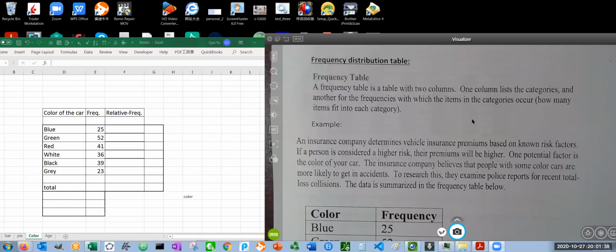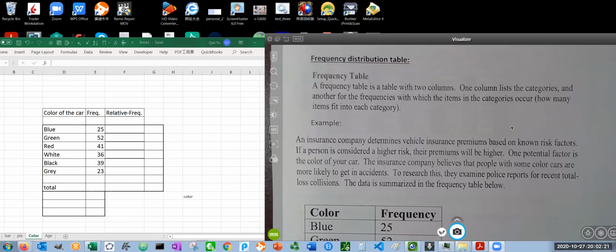If a person is considered a higher risk, their premiums will be higher, and that's common sense. One potential factor is the color of your car. The insurance company believes that people with some color cars are more likely to get in accidents. To research this, they examine police reports for recent total loss collisions. Everybody understands total loss collisions, right? After that collision, the vehicle is totally destroyed beyond repair. The data is summarized in the frequency distribution table below.